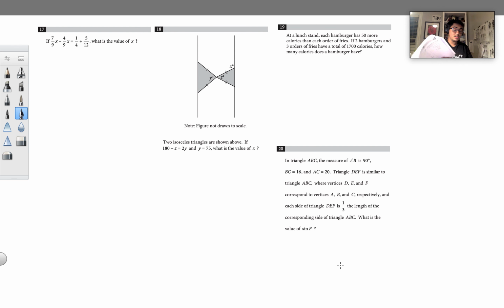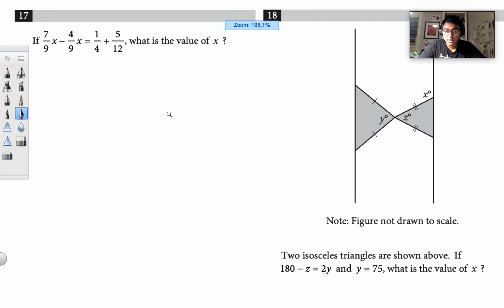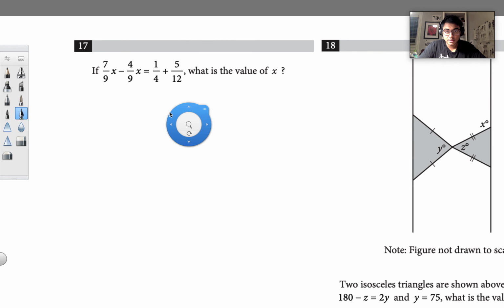Well, this is test 3, section 3. I'm doing questions 17 to 20 on the math, no calculator section. Let's look at question 17. What's on this section? Alright.